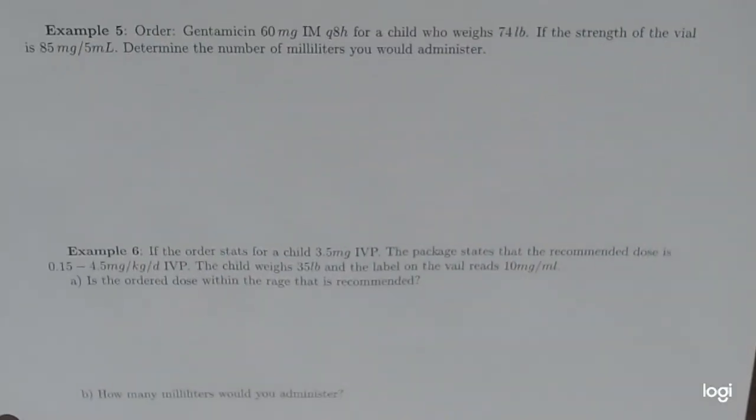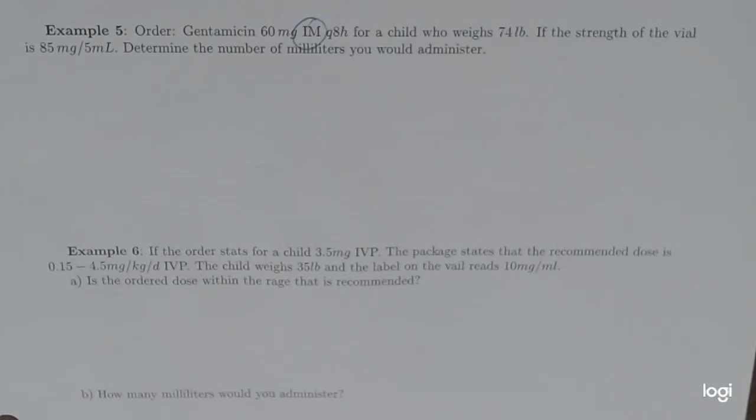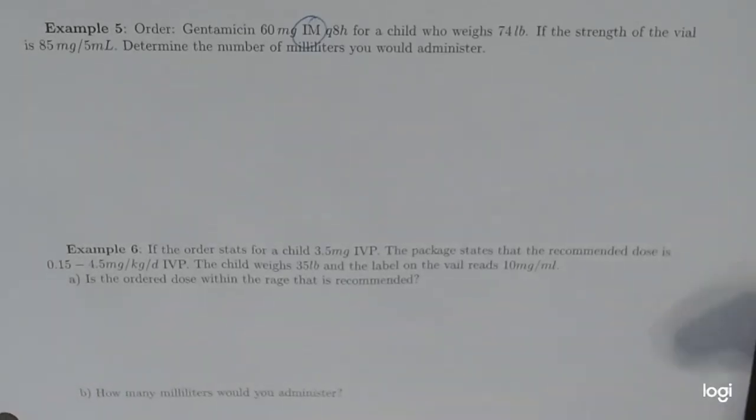Pretty quick chapter. So the last things to say: example 5. The order says 60 milligrams IM. So a little review, right? IM every 8 hours for a child that weighs 74 pounds. If the strength of the vial is 85 milligrams per 5 milliliters, determine the number of milliliters you would administer. Okay, so let's see what's happening here.